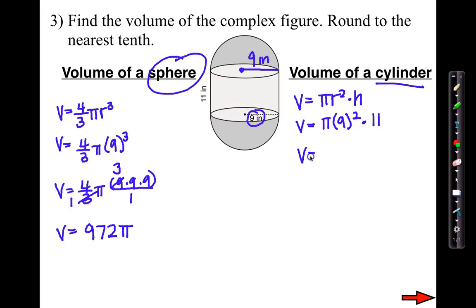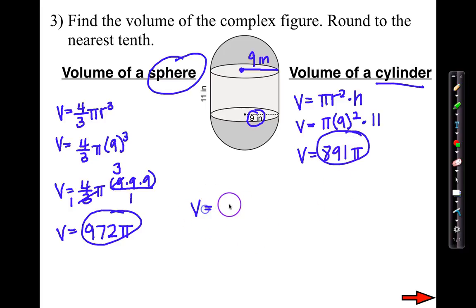So now we have volume equals 9 times 9 is 81, times 11. Let's plug that into a calculator. We have 81 times 11, which gives us 891 pi. So now that we have the volume of the sphere and the volume of the cylinder, we can add them up together. 972 pi plus 891 pi is going to give us a total of, just to save us some time, let's add those together.